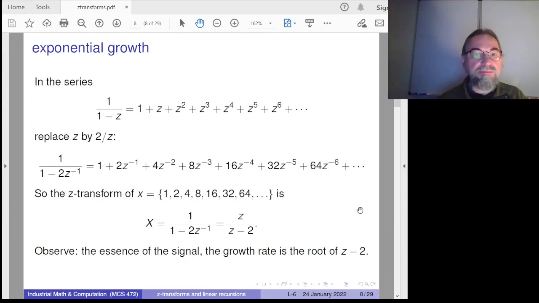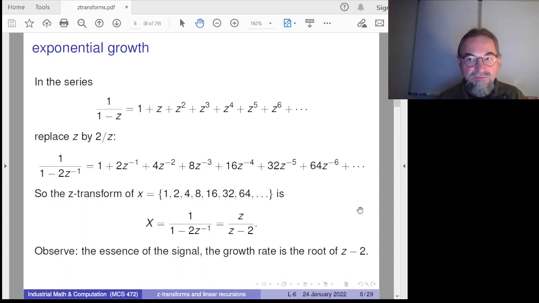So let's look at exponential growth, for example. If in the series that we had before, instead of replacing z by 1 over z, we replace the z by 2 over z, then you see that the coefficients in the z transform actually grow exponentially. So again, using the definition of the z transform, we see that this corresponds to the signal 1, 2, 4, 8, 16, etc. So we have exponential growth.